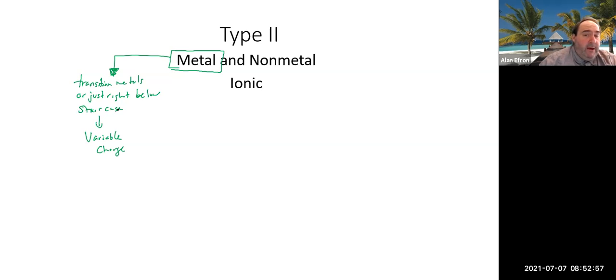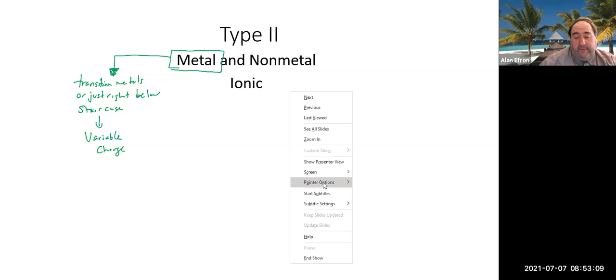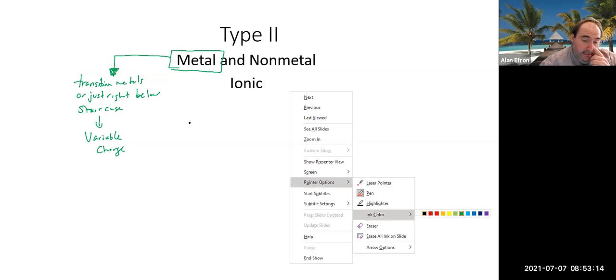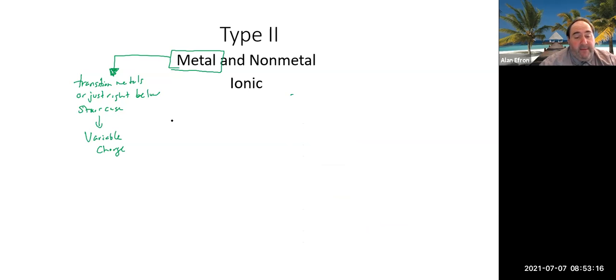So how do we go about naming these guys? We go about naming these guys pretty identical to how we go about naming type 1 compounds. Basically, we name it pretty much the same way. We're going to use the whole name of the metal.